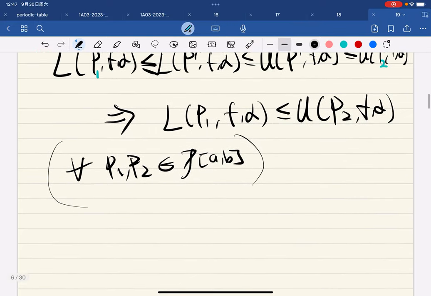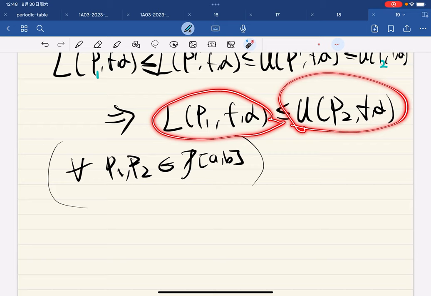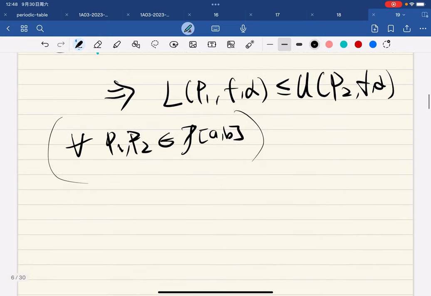Well, this means that if we fix P2 and P1 is taken over all the partitions, because we fix this and this varies, this is an upper bound of all the lower sums, which means that it is greater than or equal to the least upper bound, which is the supremum of the lower sums, which is, by definition, the lower integral, less than or equal to the upper sum.